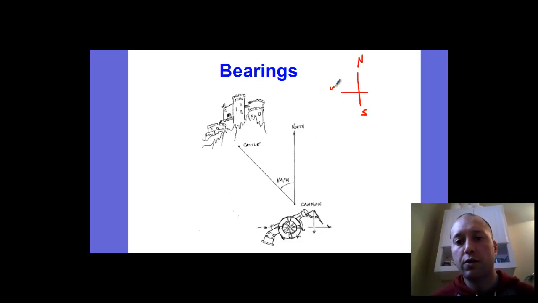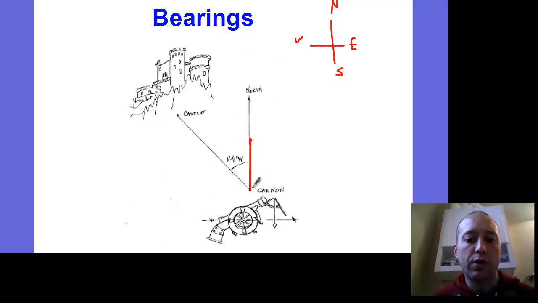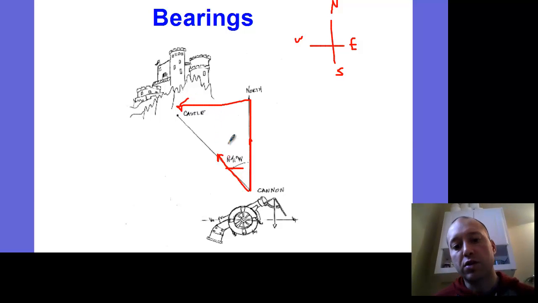So bearings is a second topic within these application problems, and it uses our north, south, west, east. So you gotta make sure we know our bearings. And so we're shooting the castle from the cannon. We're going north, and this is our shot direction, but the bearing is north 41 degrees west. So I'm going north, and then I'm going to go west. And so those are two directions it gives us.